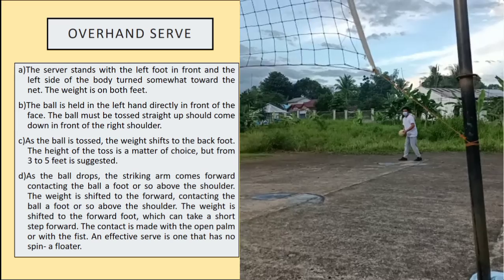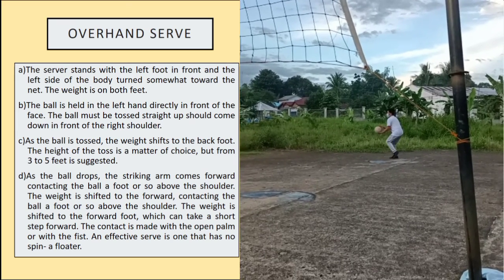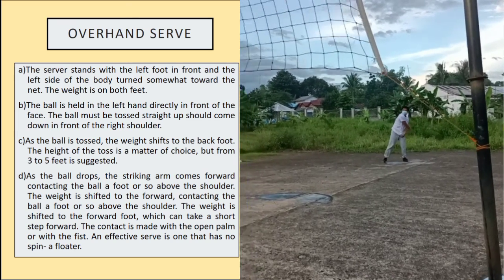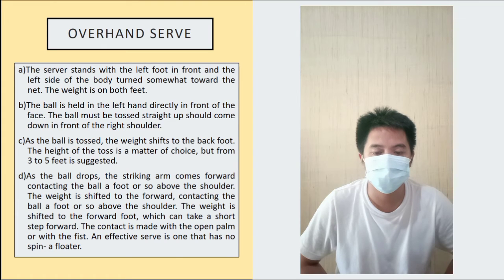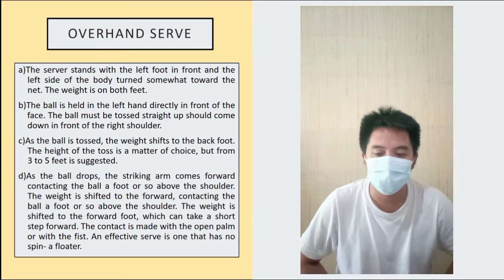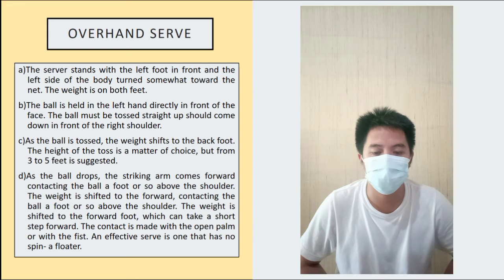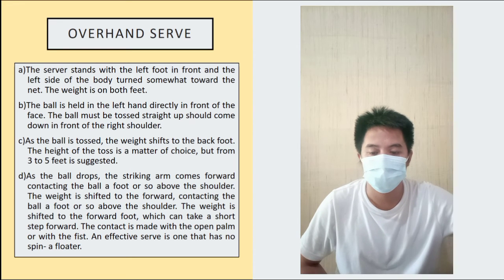As the ball drops, the striking arm comes forward, contacting the ball a foot or so above the shoulder. The weight is shifted to the forward foot, which can take a short step forward. The contact is made with the open palm or with a fist. An effective serve is one that has no spin, a floater.